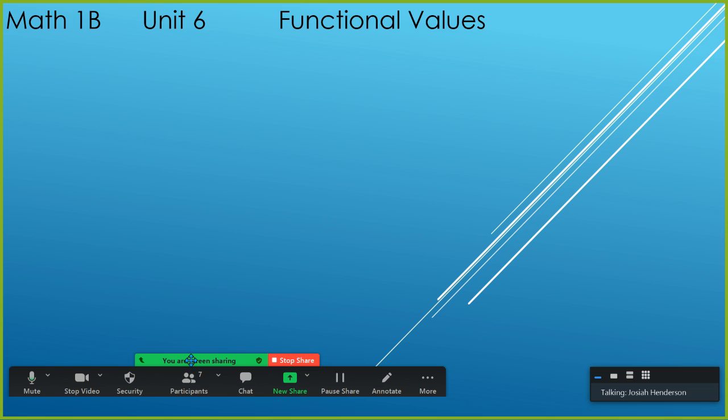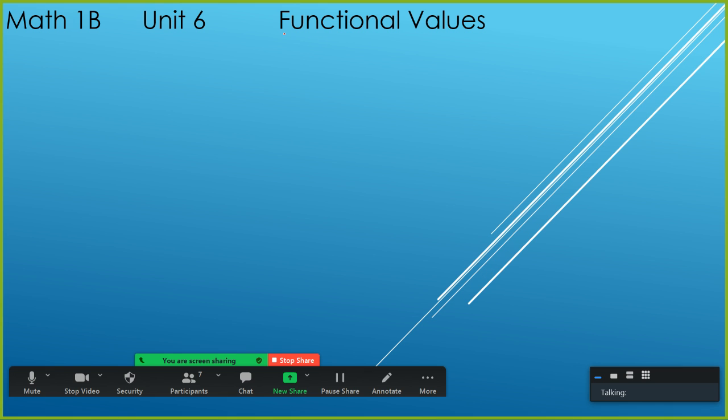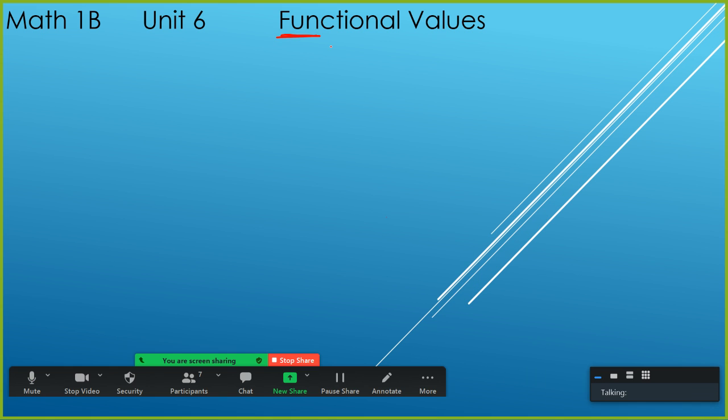All right. So this lesson in Edmentum is called Functional Values. Basically, what I want you to think of today and this whole lesson is what happens to the individual coordinates when we do the transformations that we were doing last week.